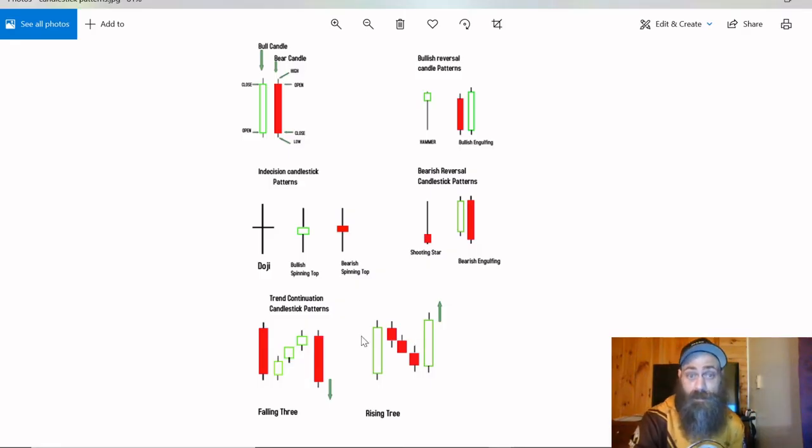All right, so next we have our rising three. So we'll have a bullish candle that opens here, comes down a little bit, just shoots up, closes near the highs. You'll have your next three bear candles here. Sometimes it's four.